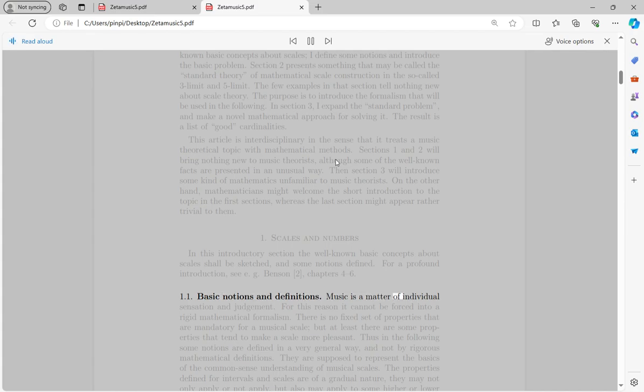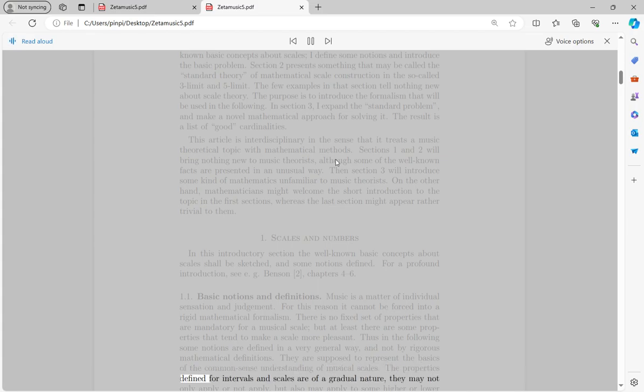Music is a matter of individual sensation and judgment. For this reason, it cannot be forced into a rigid mathematical formalism. There is no fixed set of properties that are mandatory for a musical scale, but at least there are some properties that tend to make a scale more pleasant. Thus, in the following, some notions are defined in a very general way, and not by rigorous mathematical definitions. They are supposed to represent the basics of the common-sense understanding of musical scales.